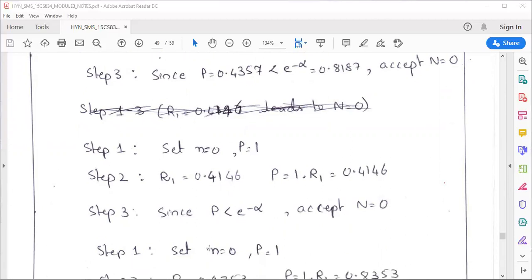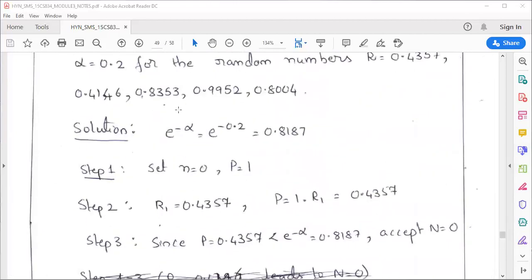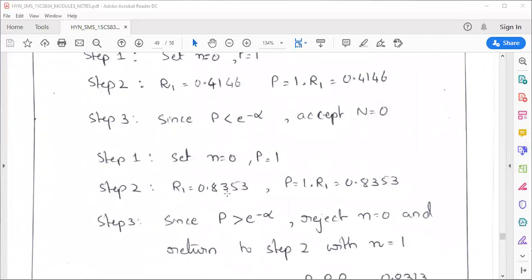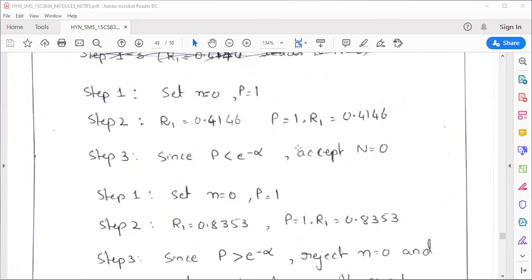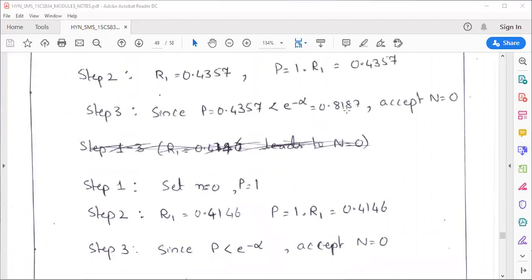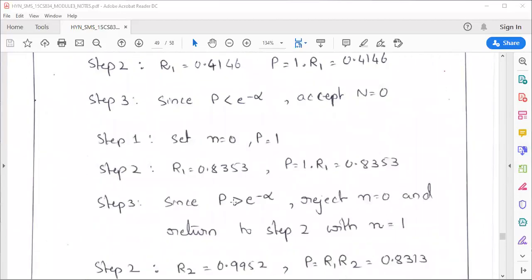Again, step 1, set n equal to 0, p equal to 1. Take the third random number. What is the third random number we have here? It is 0.8353. So p will be equal to p into Rn plus 1, which is 1 into 0.8353, so I get 0.8353. Then I have to check whether p is less than e power minus alpha. What is the value of e power minus alpha? We had 0.8187. So 0.8187 is not less than 0.83. That means p is greater than e power minus alpha here, because the p value is 0.83 and the e power minus alpha value is 0.81. So 0.83 is greater than 0.81.